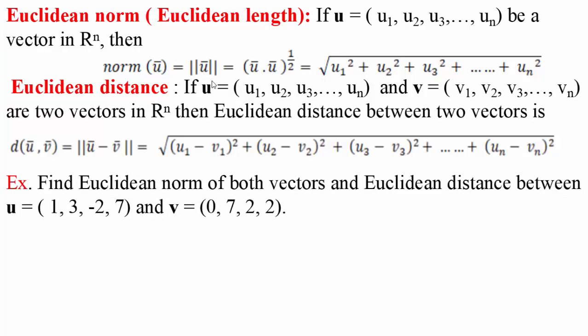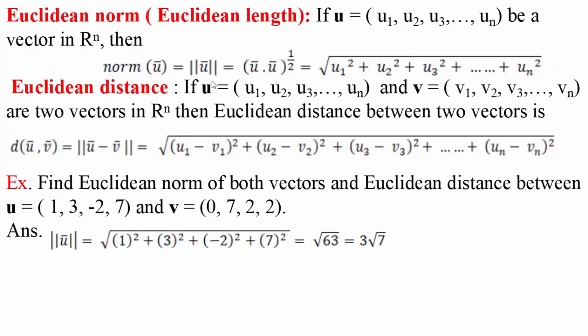Find the Euclidean norm of both the vectors and the Euclidean distance between the two vectors u equal to (1, 3, -2, 7) and v equal to (0, 7, 2, 2). Both are vectors in four-dimensional space.